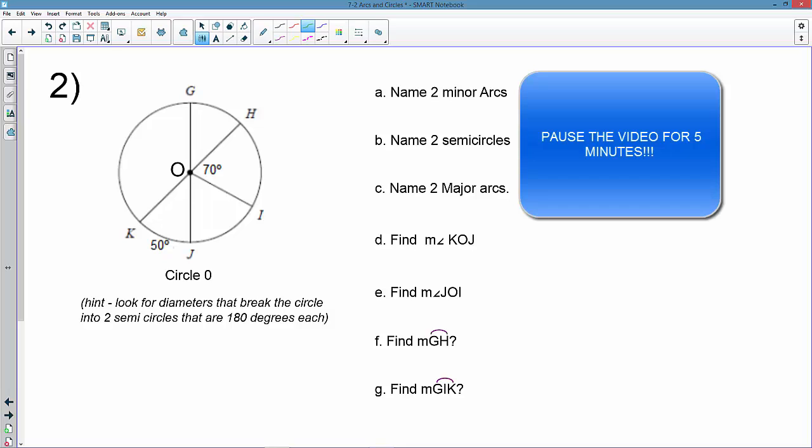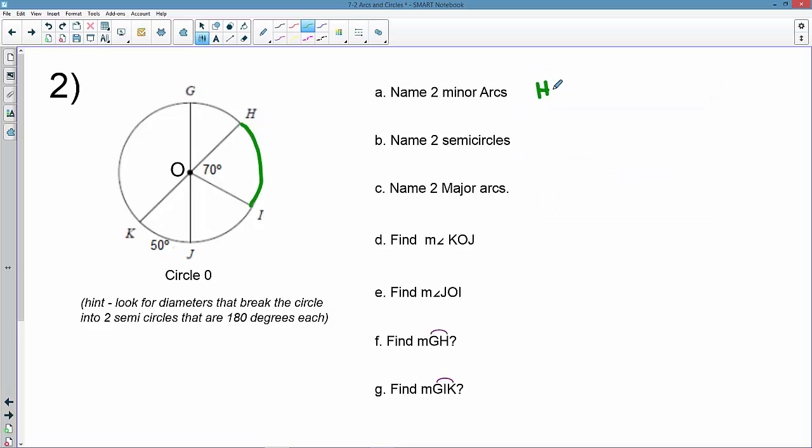Okay, so name 2 minor arcs. Well, there's a lot of them, right? I'll pick some random ones here. So from here to here, HI. Hopefully you wrote something like HI or GH or IJ or KJ, with 2 letters and the arc symbol. And then I'll name another one here. I'll name GK. All of these, there's many of them: IJ, KJ, KI, HJ. They could also write HJ. It looks like it contains 2 smaller ones, but that's okay. That works.